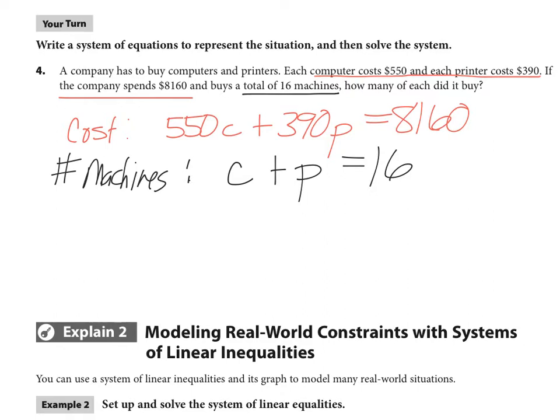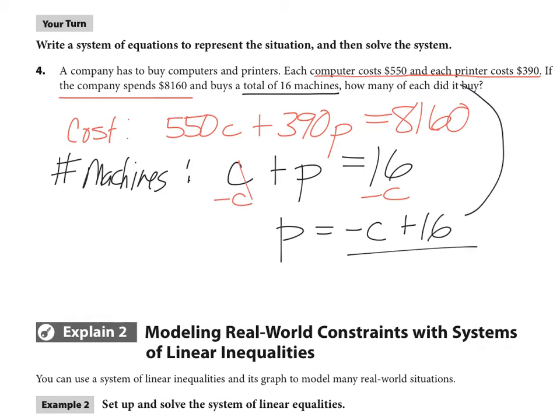Well, in this case, I would probably do substitution. I would probably subtract C from both sides. And that gives me P is negative C plus 16. And take that, plug that in for P up here, and solve this. So rather than me work all this out, what I wanted you to do is go ahead and try to work this out on your own. And then I'll put the work up and you can check your answer. So you may want to pause the video again.